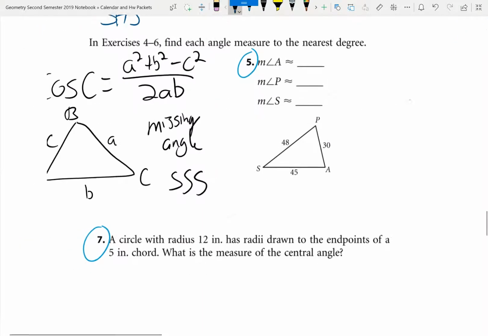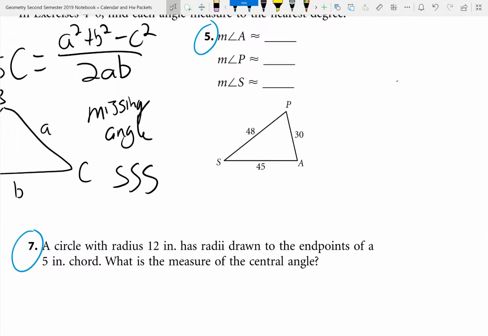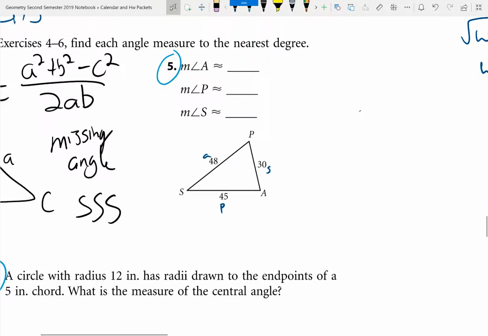Next is 5. In 5, it's slightly different because it's a side, side, side triangle with all 3 sides, no angles. So we're going to rearrange the equation to look like cosine C equals. But in this case, obviously, we don't have b and c, we have p and s. So in this case, let's start by finding angle A. We can start with any angle we want. I'm going to start with A.